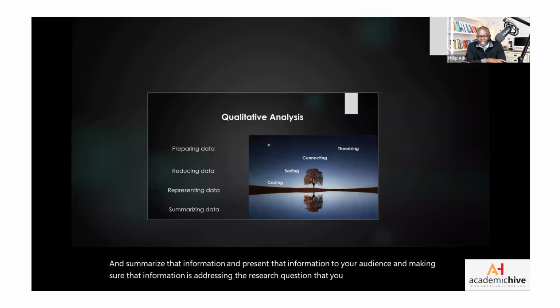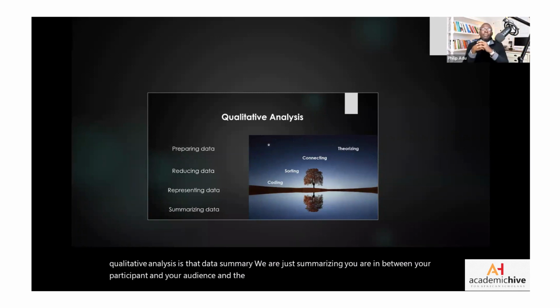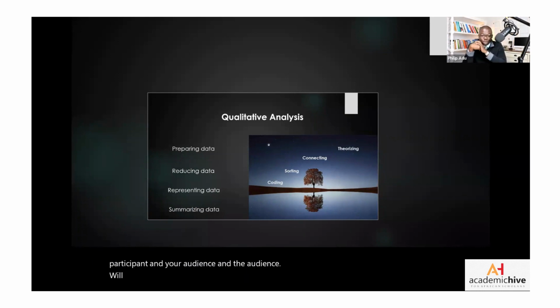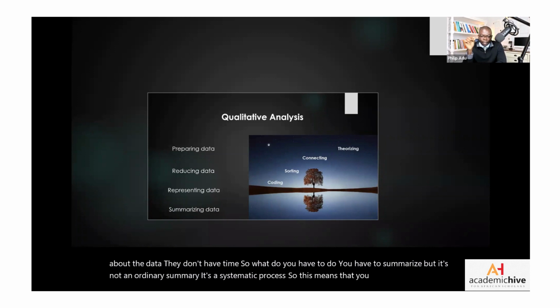So you can see qualitative analysis is like data summary. You are in between your participant and your audience, and the audience will not have time for you to talk about everything the participant told you or everything about the data. So what do you have to do? You have to summarize, but it's not an ordinary summary. It's a systematic process. You go through the data and start your coding.